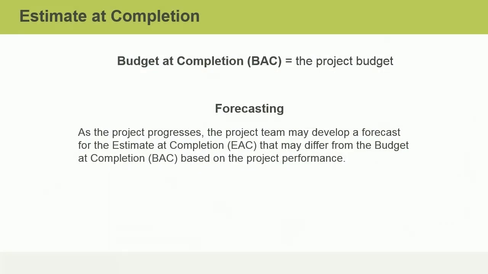During cost planning, the project manager and team establish a budget at completion, or BAC. The BAC is the project budget. As the project progresses, we learn more about our actual costs and project performance. This allows the team to forecast a new project budget called the Estimate at Completion, or EAC.